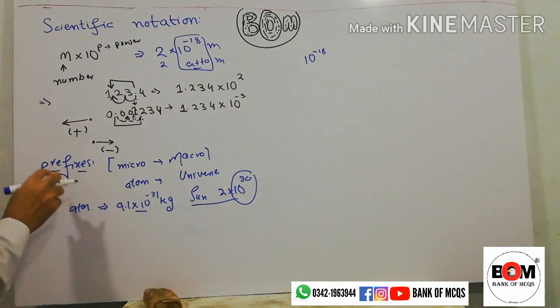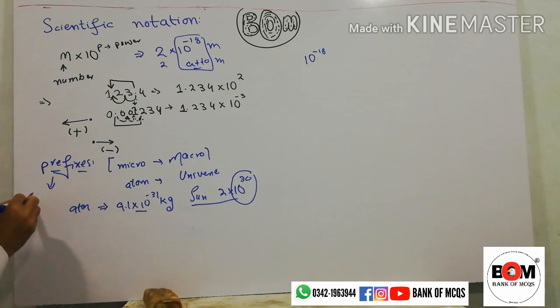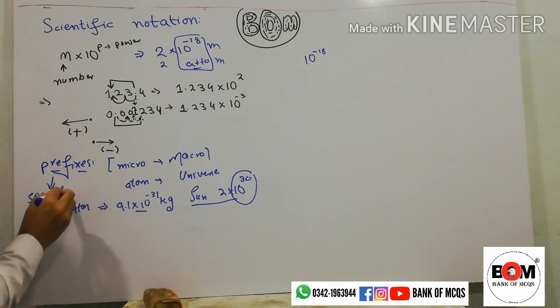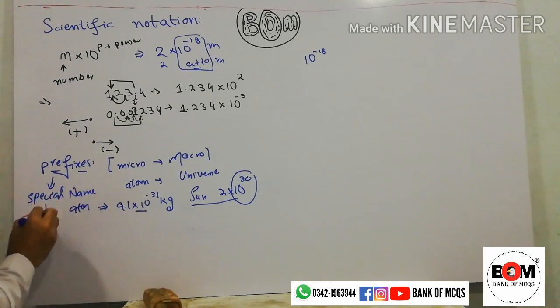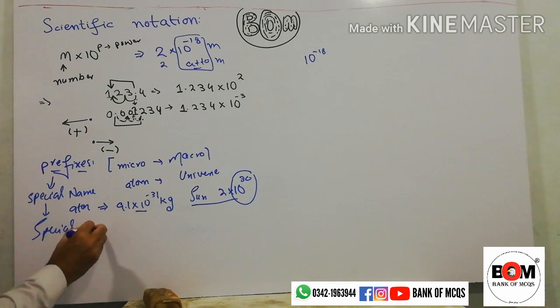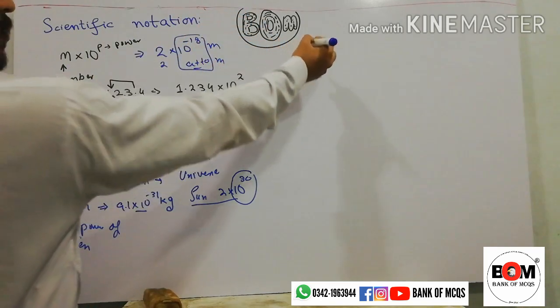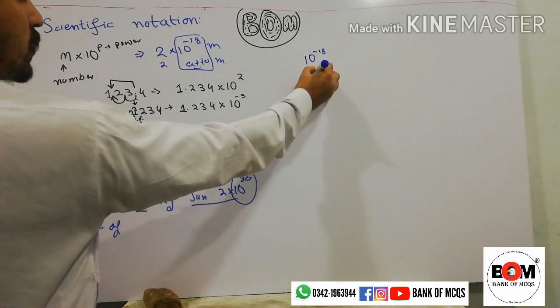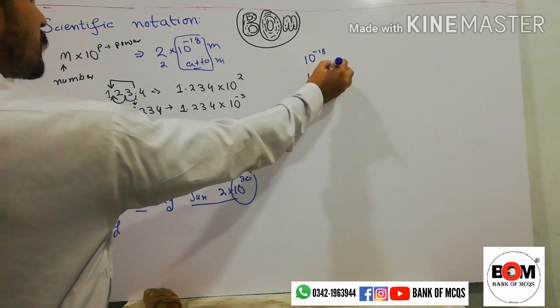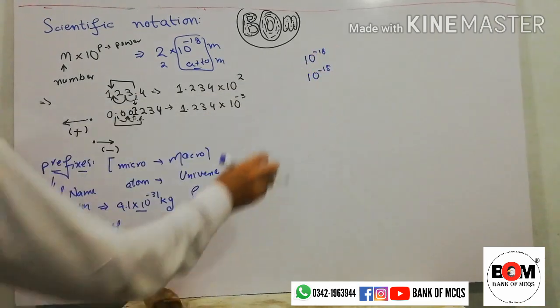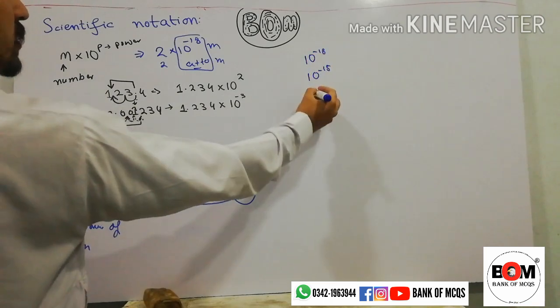So what are prefixes? Prefixes are special names given to special powers of 10. So what are these special powers? They start from 10 raised to the power minus 18. The next is minus 15. Remember, these are just multiples of 3: 3 fives are 15, 3 sixes are 18, and so on.